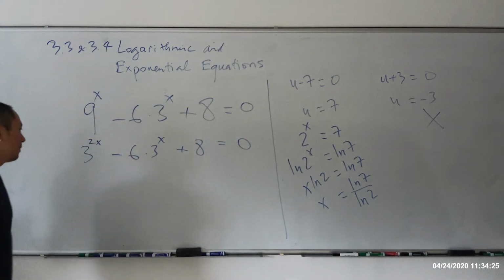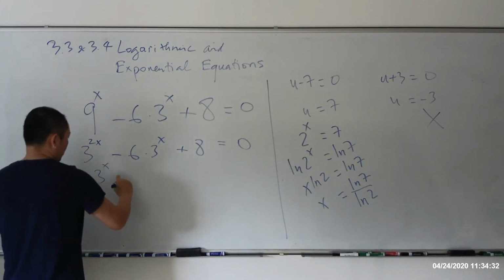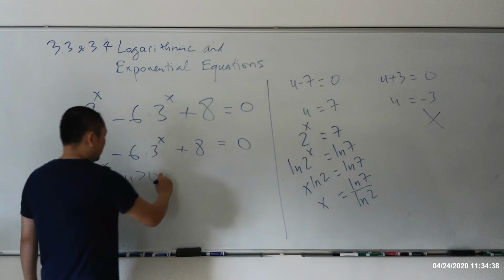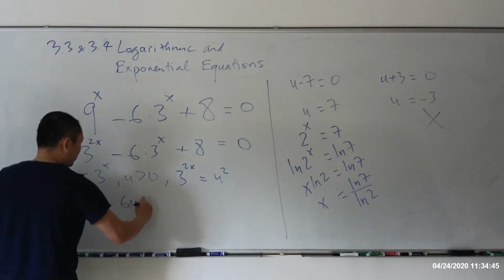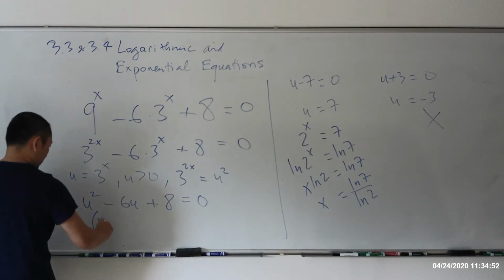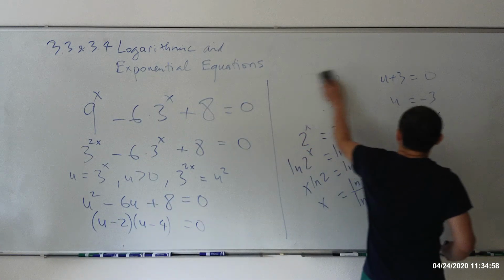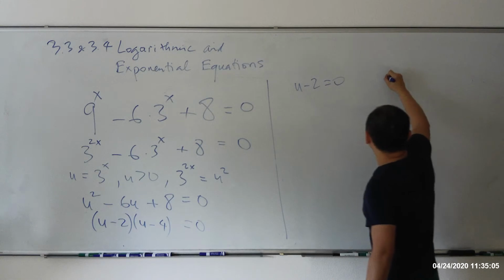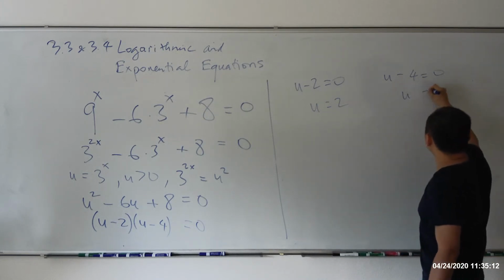And this problem is brought back to the previous one. You let u this time equal 3 to the x. Of course, u is positive, because 3 raised to whatever exponent is going to be a positive number. And 3 to the 2x is going to be equal to u squared. So you have u squared minus 6u plus 8 equal to 0. And factor it, does that work? Yeah. u minus 2, u minus 4, yes, equal to 0. So you have u minus 2 equal to 0, or u minus 4 equal to 0, or u equal to 2, or u equal to 4.